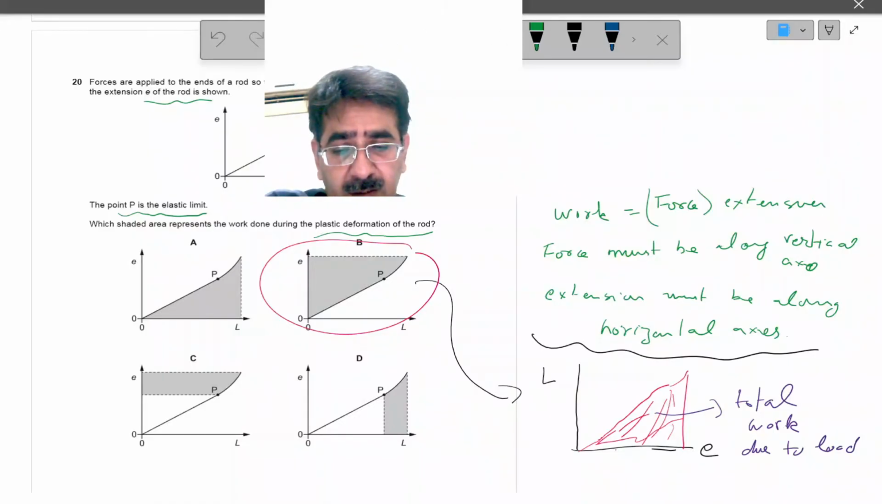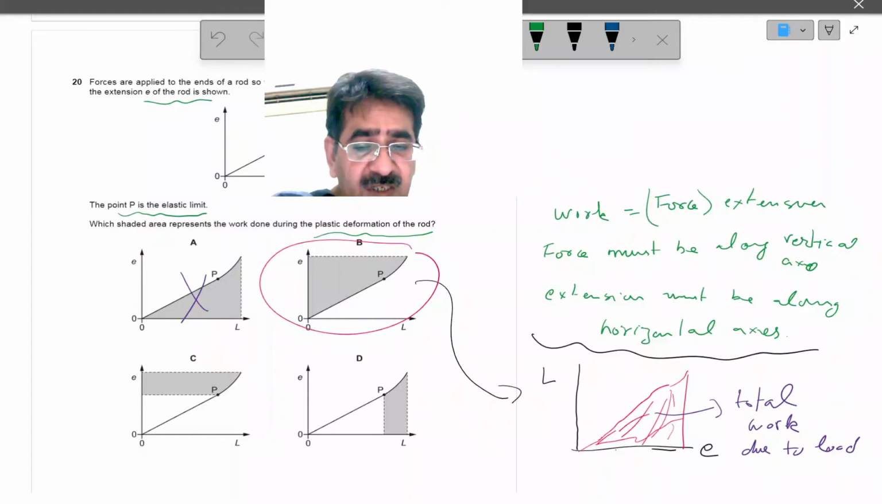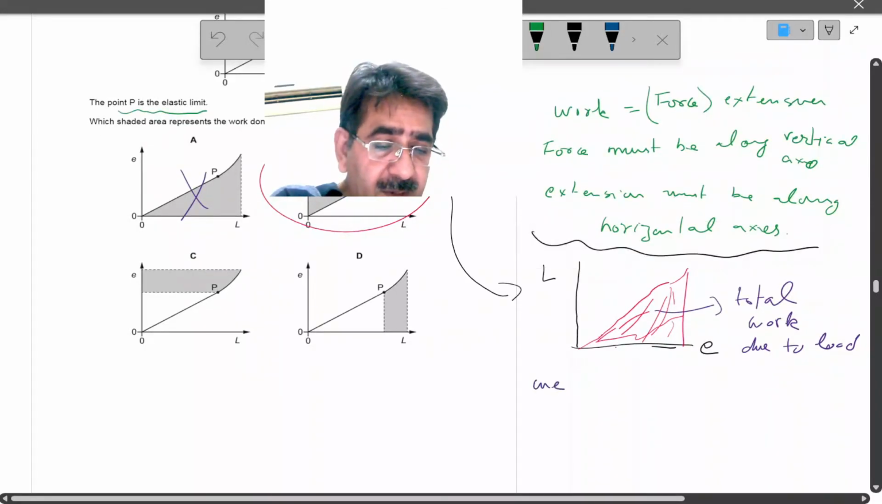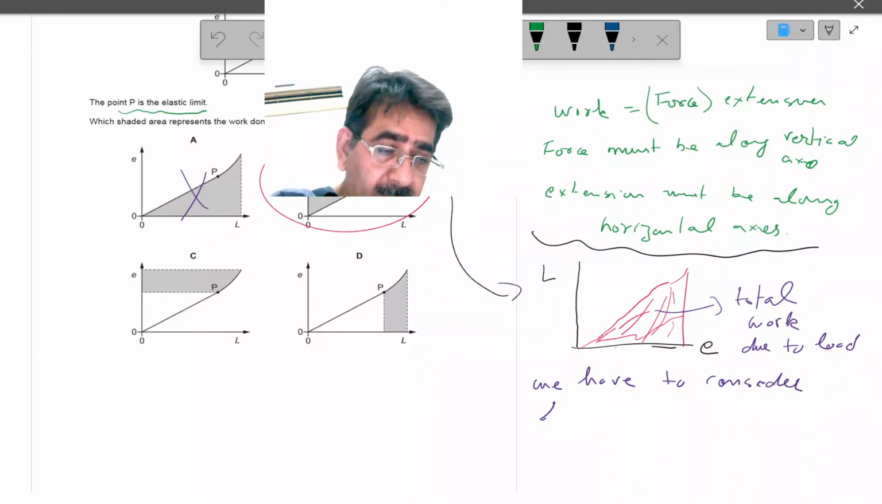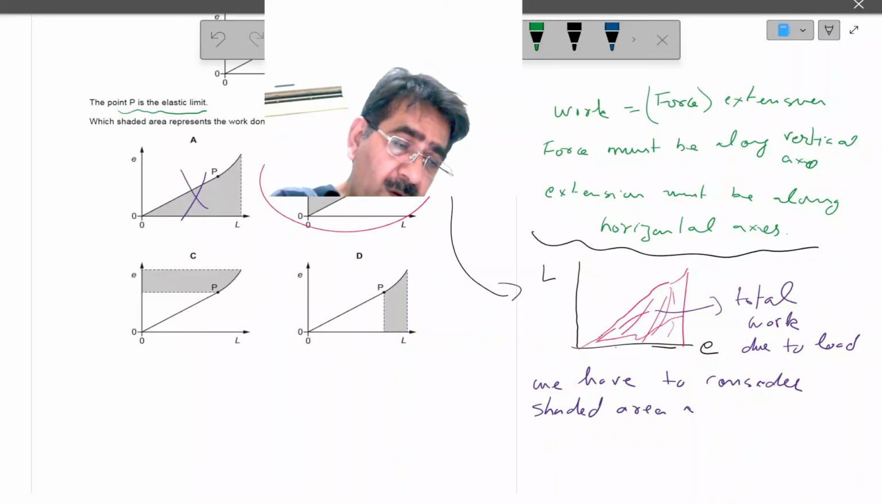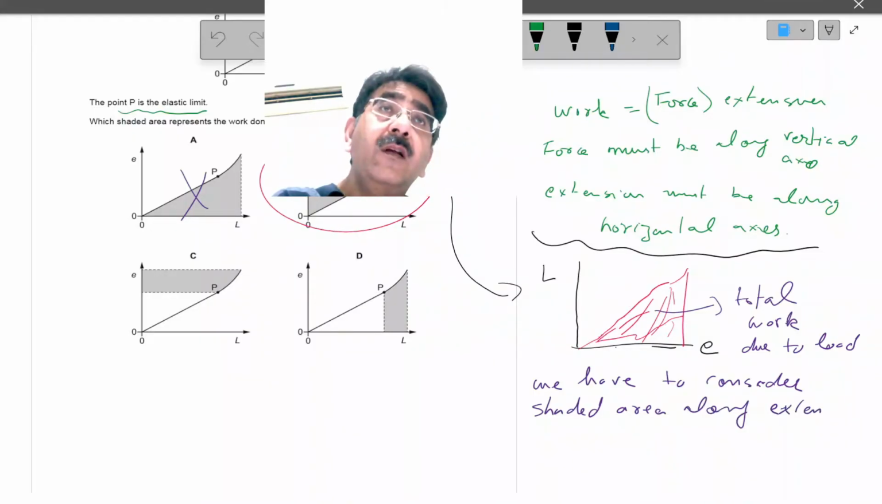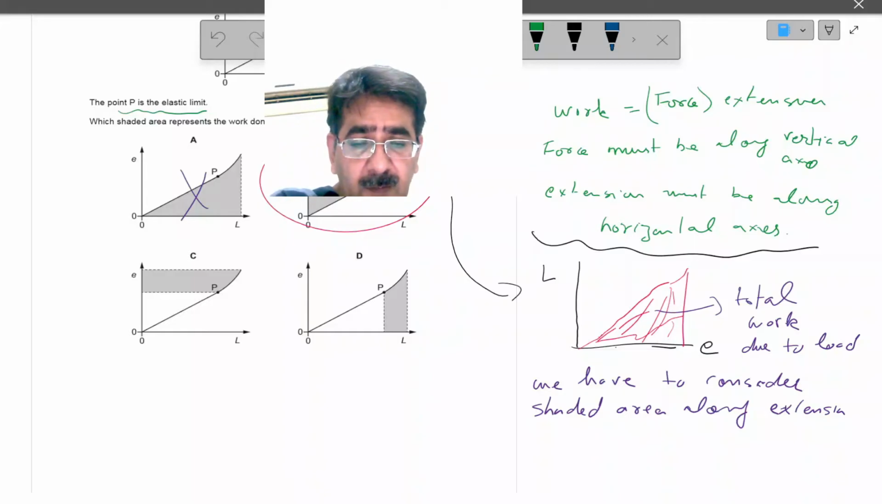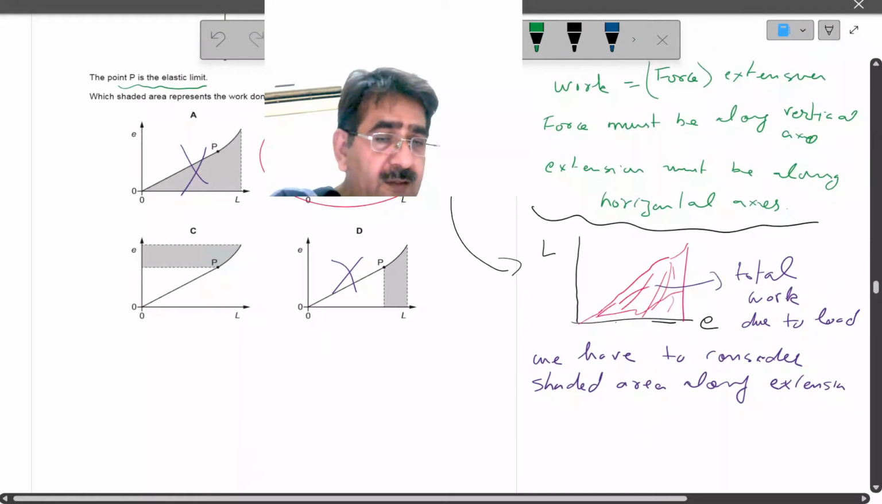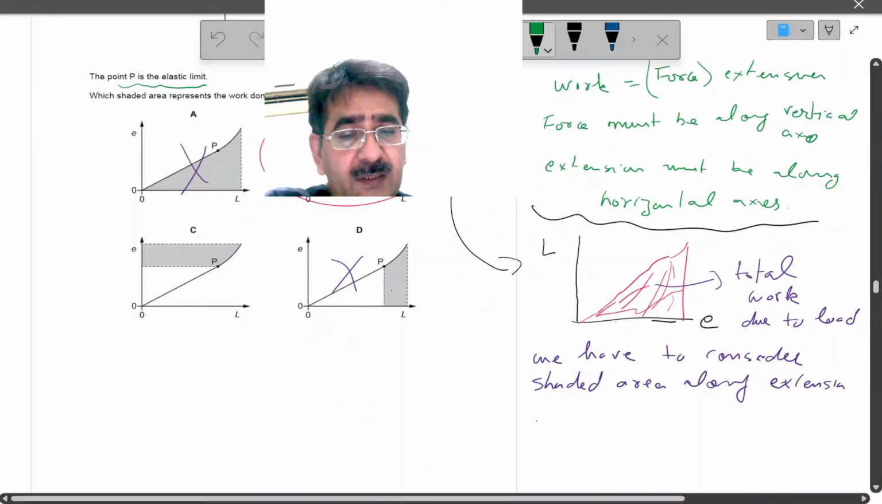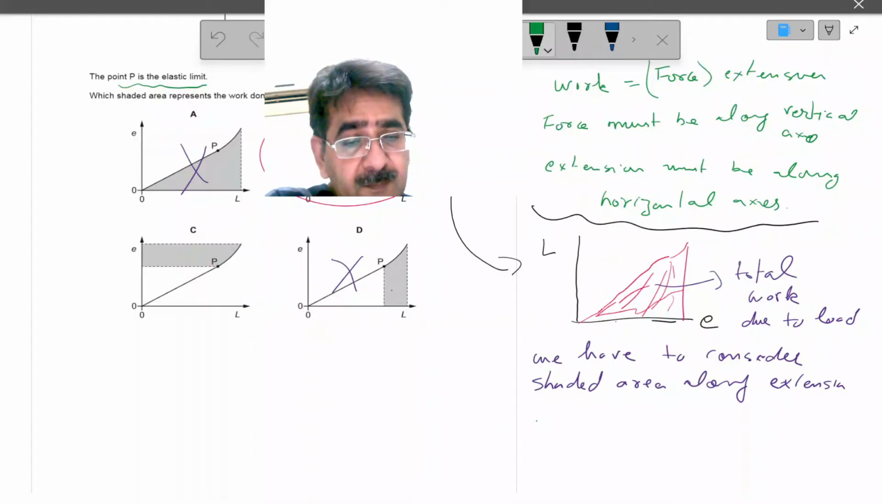So A will be wrong, because we have not considered the area. We have to consider the shaded area along the extension. So that's why A is wrong and D is also wrong. But B is also wrong because it is representing the total work done by the load.